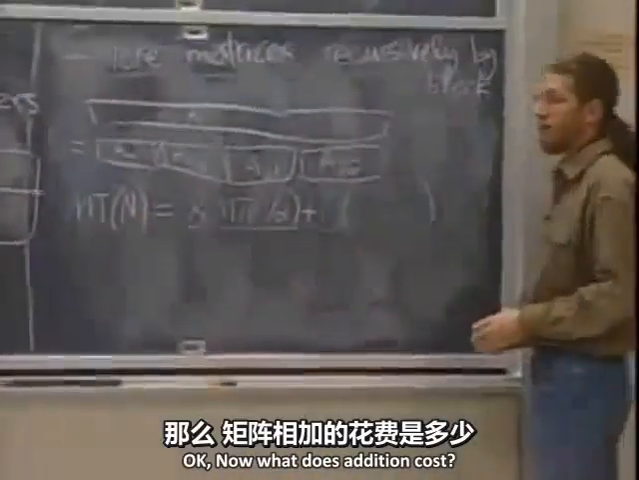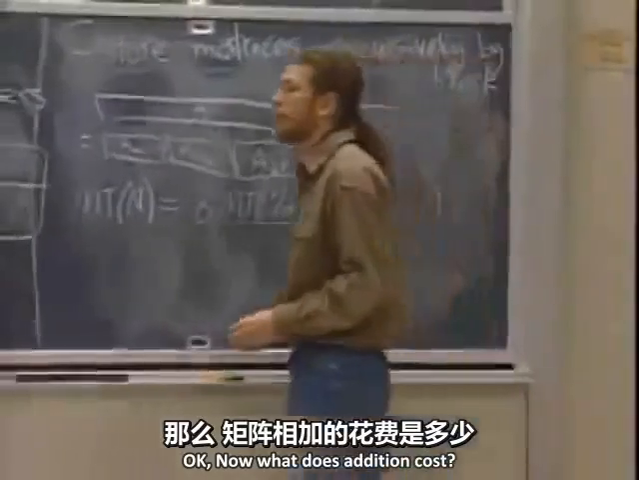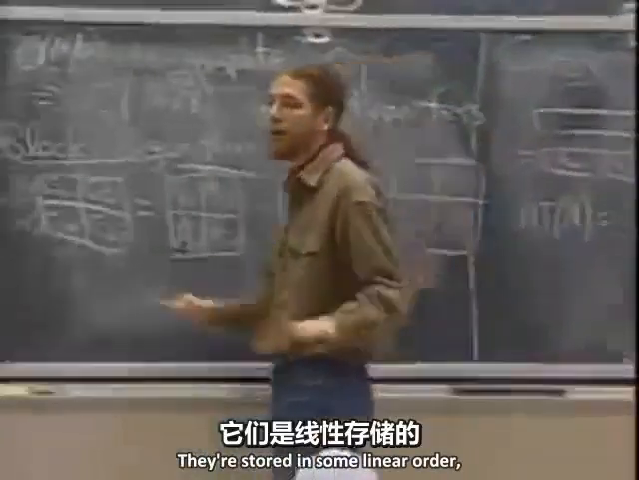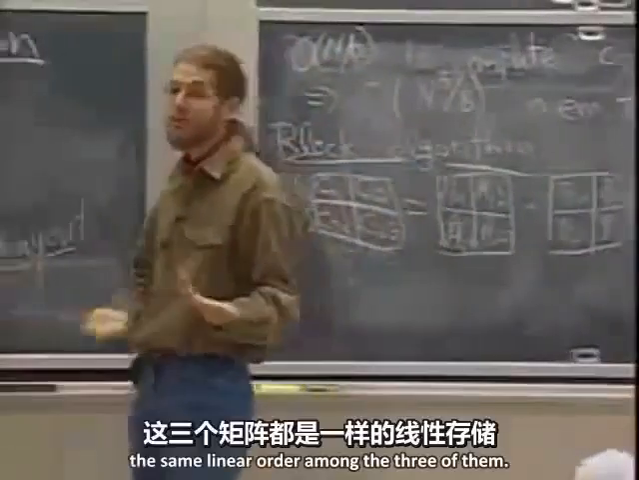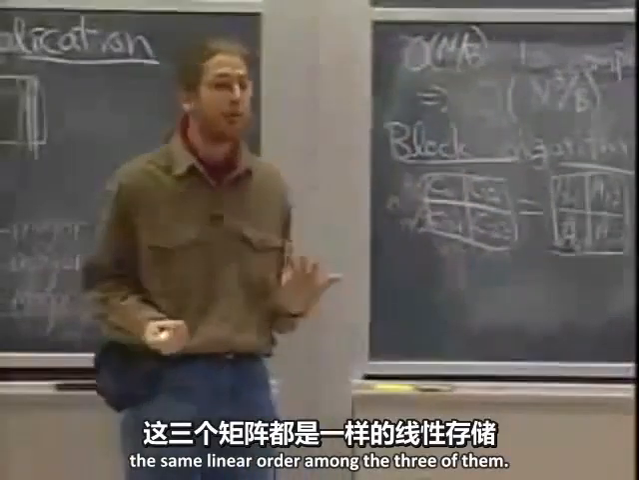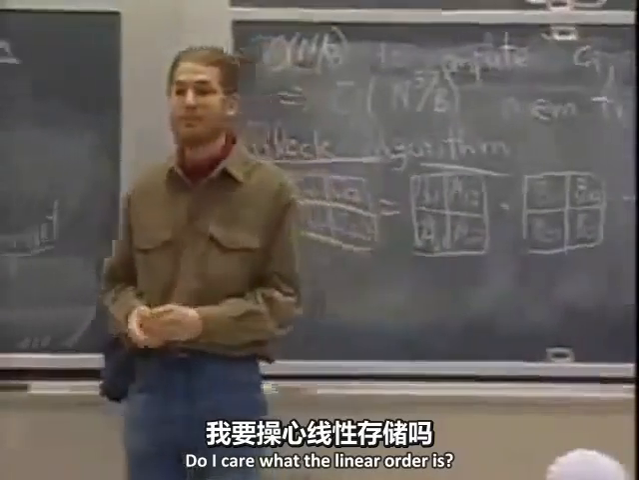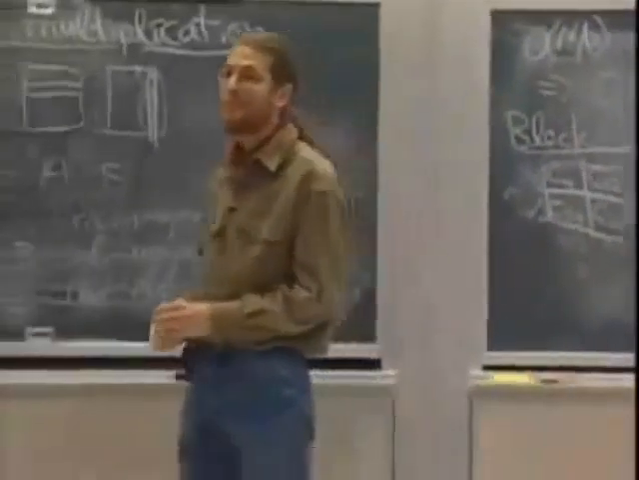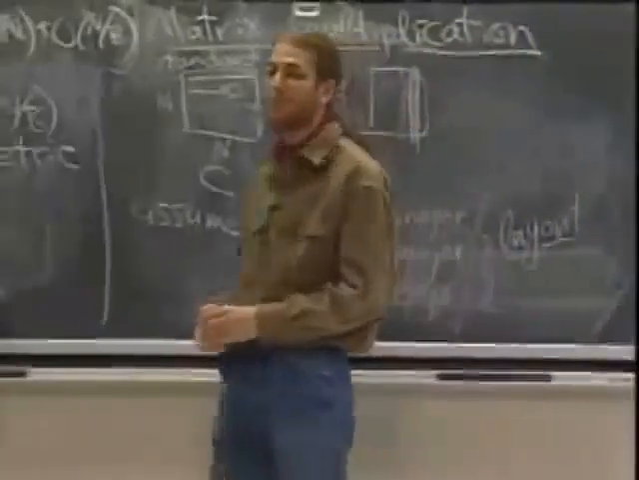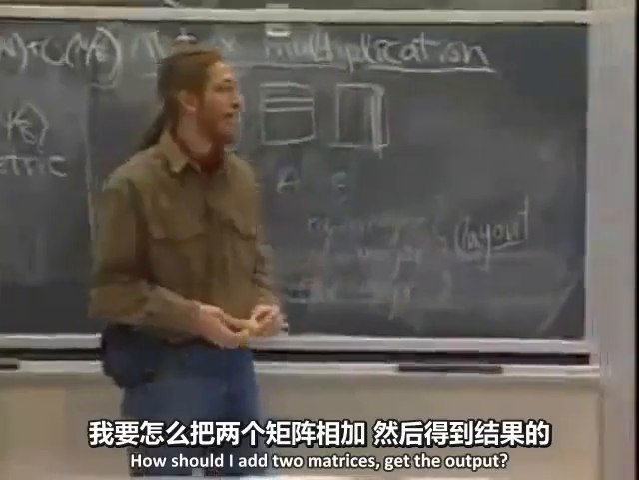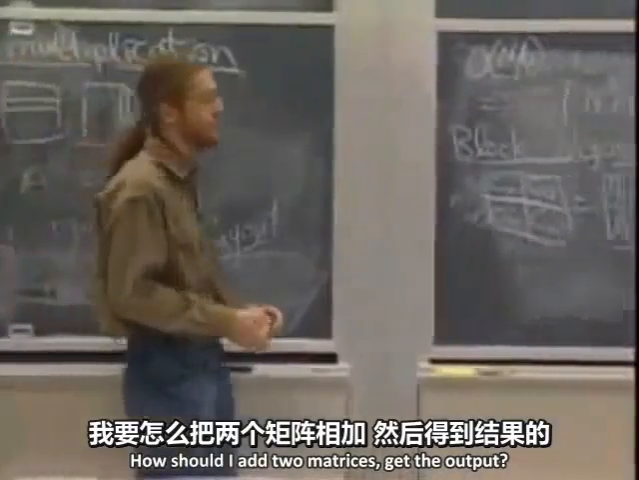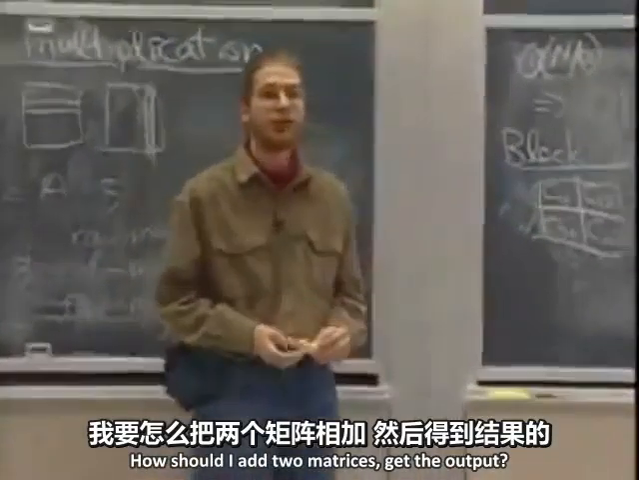Now, what does addition cost? I'll just give you 2 matrices. They're stored in some linear order, the same linear order among the 3 of them. Do I care what the linear order is? How should I add 2 matrices? Get the output.